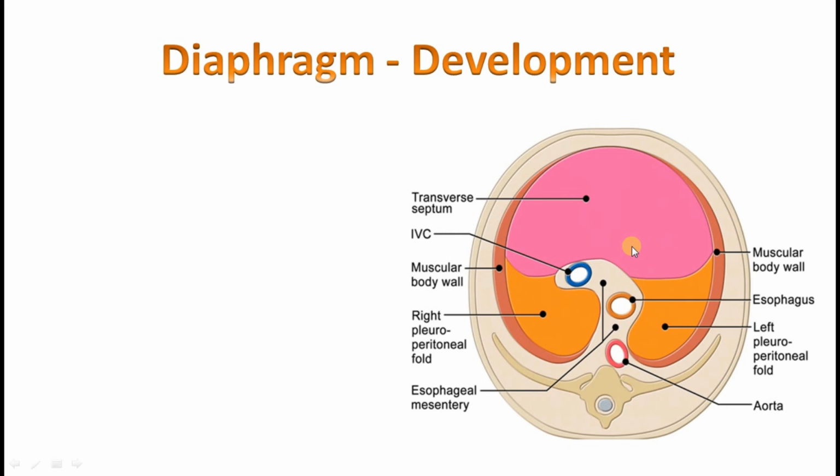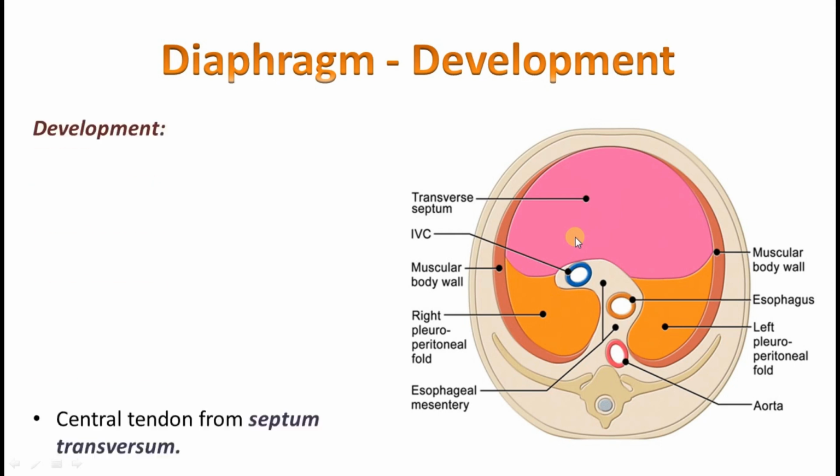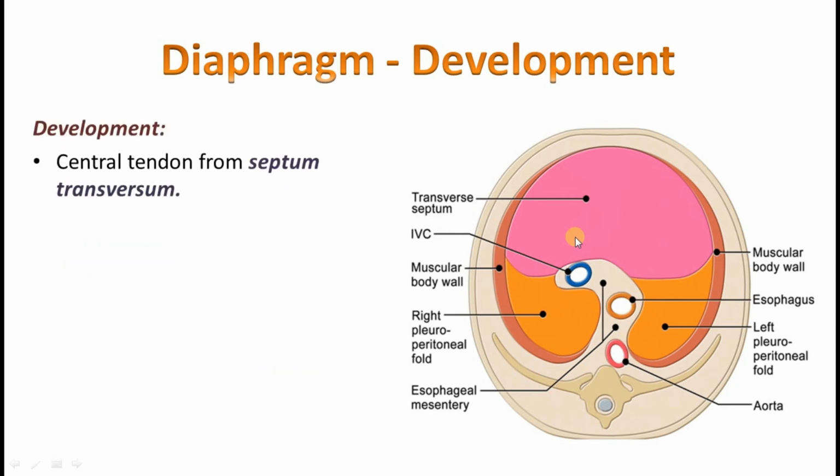Coming to the development of the diaphragm, the central tendon is developed from the septum transversum, which is mesodermal in origin. So the septum transversum gives rise to the central tendon of the diaphragm, the fibrous pericardium, and also the Kupffer cells of the liver.